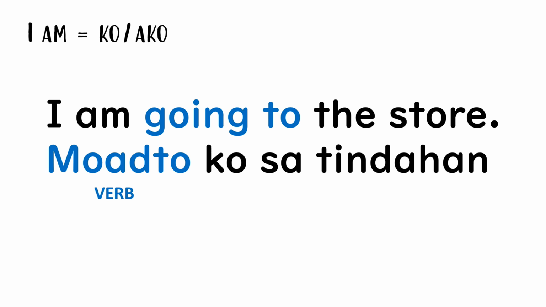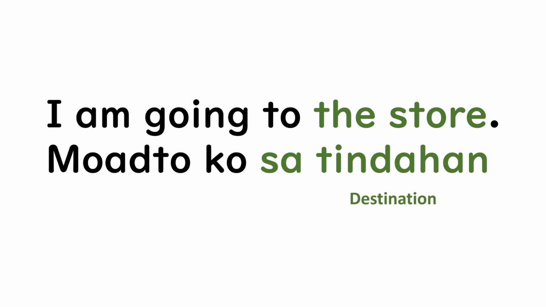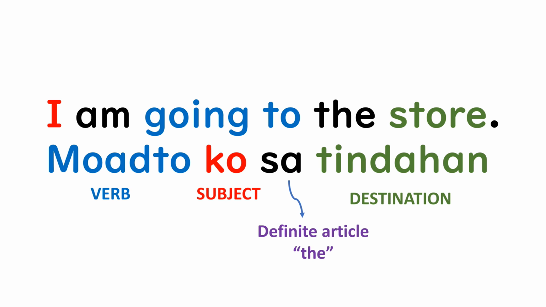Let's break this down. "Going to" is moadto. That is our verb. And then our subject here is ko. The "I am" will become ko here. And then "the store" is sa tindahan. So the store here is our destination. I'm showing it here: the verb, the subject, and the definite article "the", which doesn't act as the preposition "to". If there is a destination, we must put sa before the destination or the location. So, moadto ko sa tindahan, "I am going to the store."